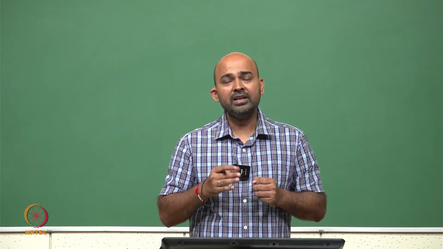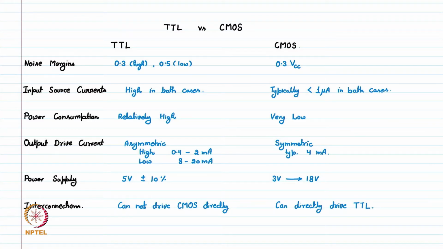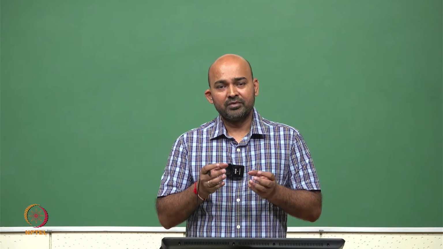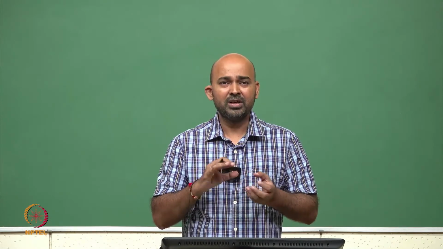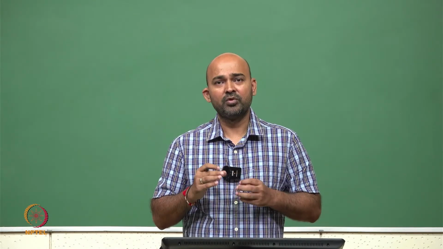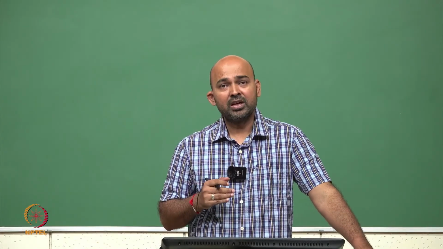Power supply for a TTL gate is typically 5 volt plus or minus 10%. So the range is 4.5 to 5.5. For a CMOS it is a wide range of voltages. For older technologies we used 5 volt, 3.3 volt, 1.8 volt and so on. In modern day technologies we are shrinking down the voltage to save power, and typically we are at 0.9 volt and 1 volt supply range. So this is the supply range for CMOS logic gates.